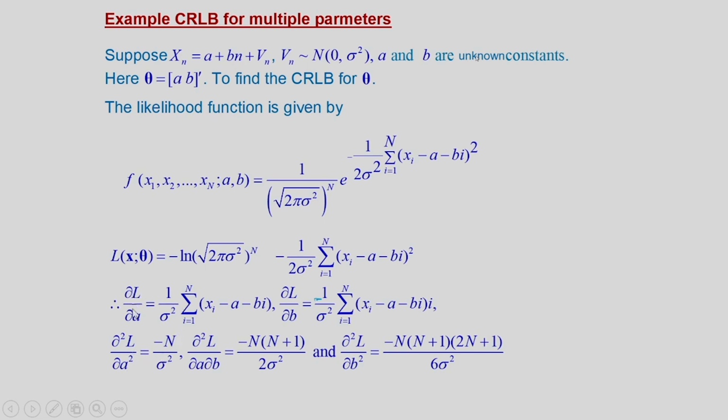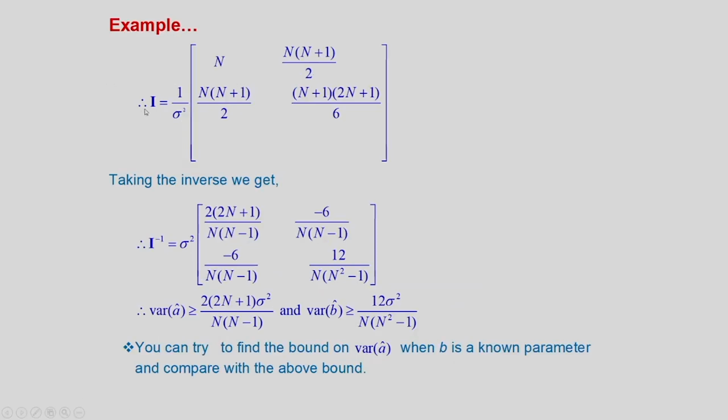Suppose ∂L/∂A is given. So, we can find out ∂²L/∂A², ∂²L/∂A∂B, and ∂²L/∂B². So, these are the values. Therefore, I will be equal to 1 by sigma square times this matrix.